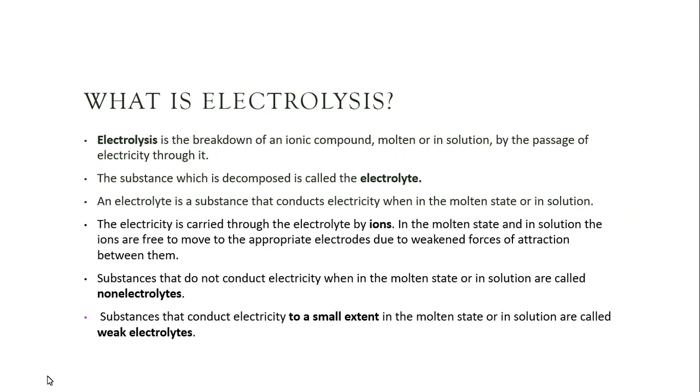So that is why when you do electrolysis, it has to be an ionic compound. That's like rule number one. The second rule of electrolysis is that it has to either be molten or in a solution.